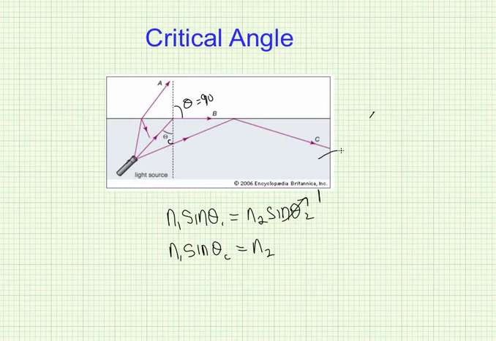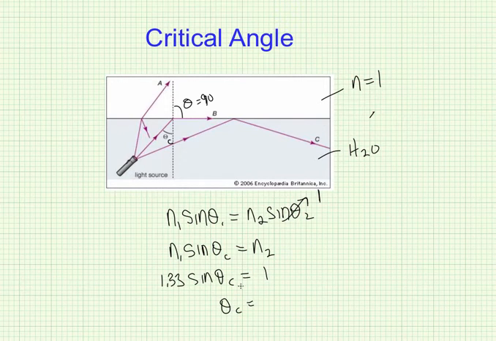So let's say that we initially had water, and we have water in our pool, and we have a flashlight, and we're shining it out into the air. We'll reach an angle where the light will no longer come out into the air. So let's see if we can find that. So N1 is going to be that of water, so I have 1.33, and I want to find what is that critical angle. And we're going out into air. If my angle of incidence is larger than 48.8 degrees, it's not going to come out. I'm not going to be able to see it.